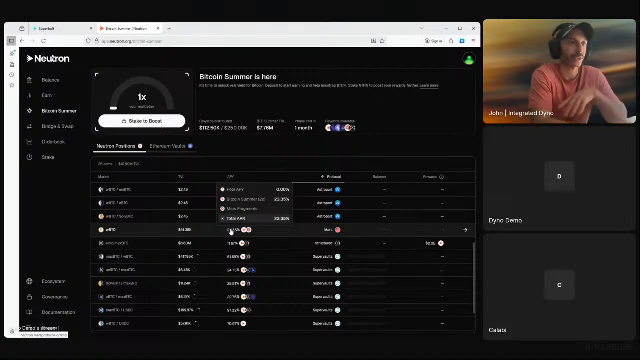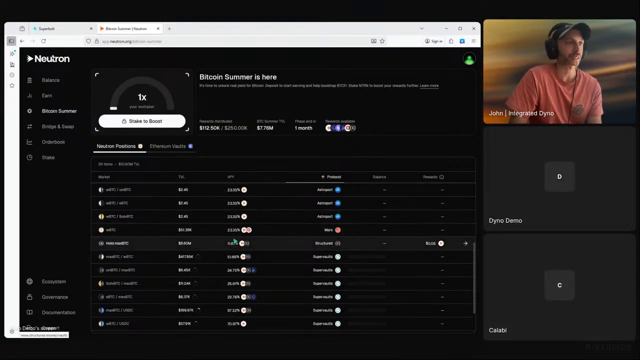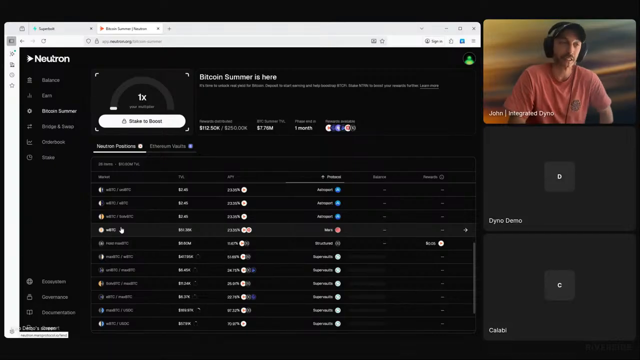So there's a lot of different moving pieces, a lot of different opportunities for people that want exposure to different assets. Remember, that is step number one. You have to pick which asset you actually want exposure to, and then find what you can do with that asset in order to maximize the yield that you're earning on it. Those were the big updates with Bitcoin Summer and the different positions that might interest people.